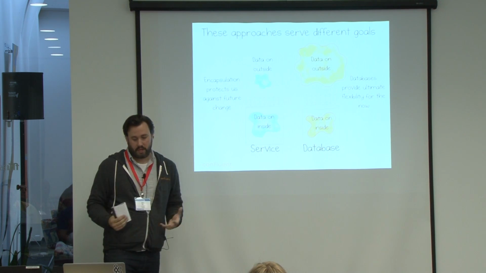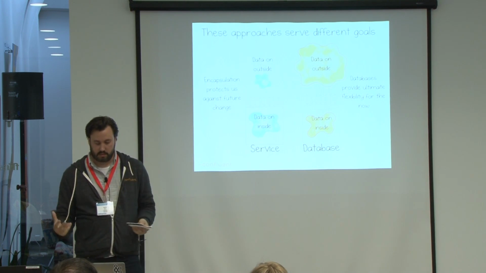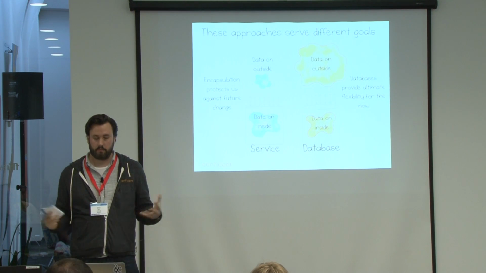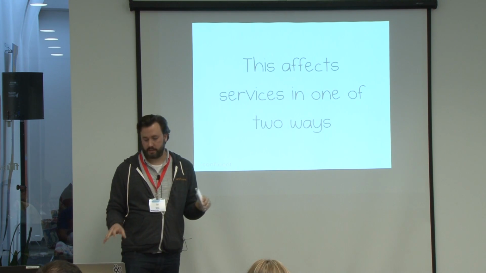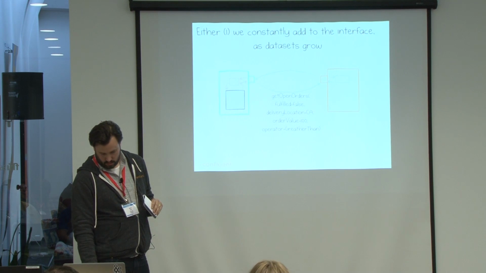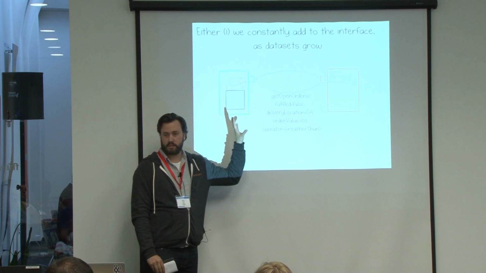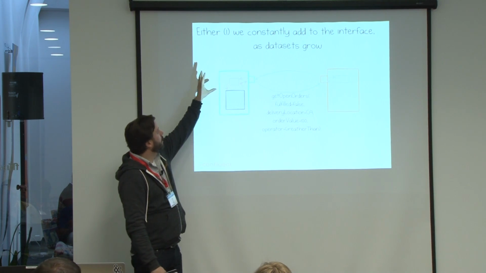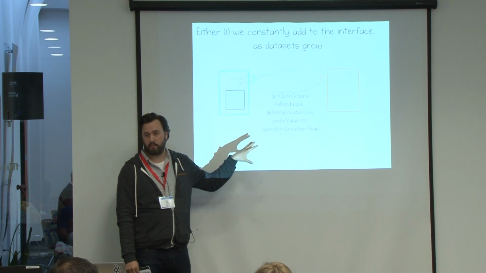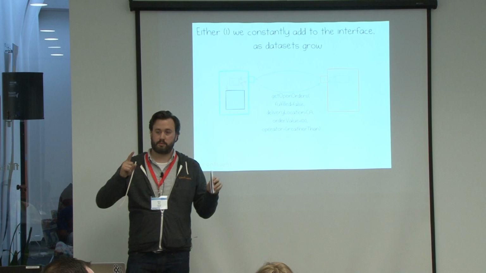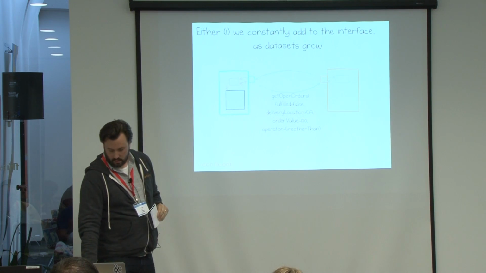So they have different goals, right? Encapsulation is to protect against future changes, and databases and data systems provide this flexibility for now. So there are two ways that this affects building services. Either as we need to extend the contract of our system, you're adding to your interface. You start building methods with bigger and bigger parameters, or methods with more and more camel cases that describe more and more complicated queries, right?